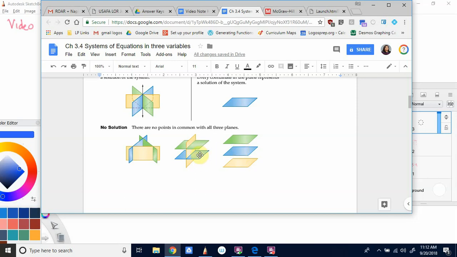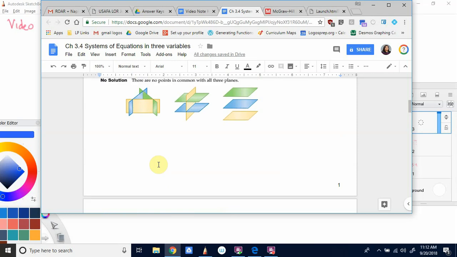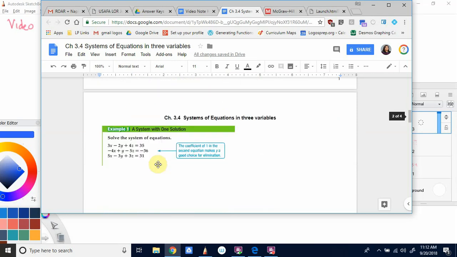Here, 2 of them are parallel, and 1 of them intersects both of them, but they don't all 3 intersect at any point or points. So this has no solution. And here, same thing. We don't have parallels, but the orange and the blue plane cross at this line. The orange and the green cross here. And over here, the green and the blue cross, but they don't all 3 cross at the same place, so there is no solution. How do we solve these?